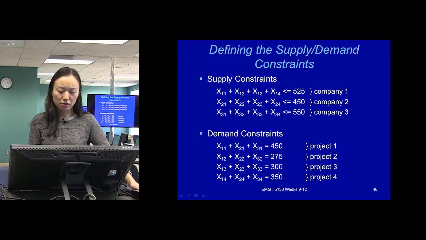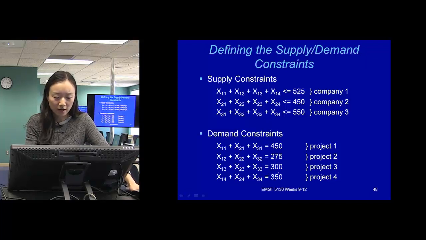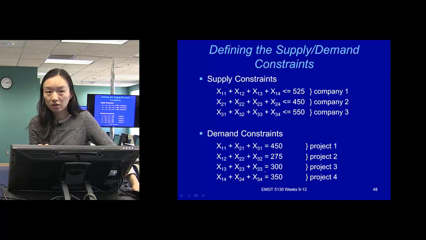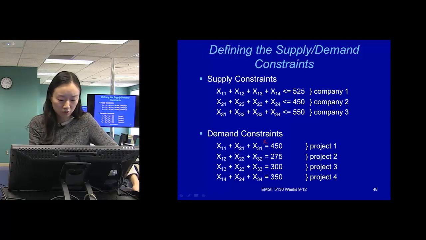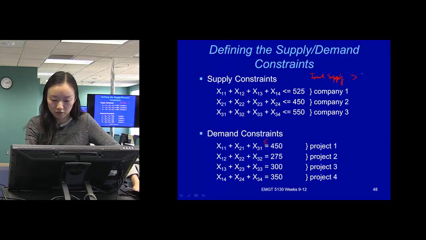Equal to. And do you guys remember why we had equal to here? Why we can't have less than or equal to? It's a minimization problem. If we have less than or equal to, it will all be 0, right? And we can do this because of what? Total supply is greater than the total demand, is that right?